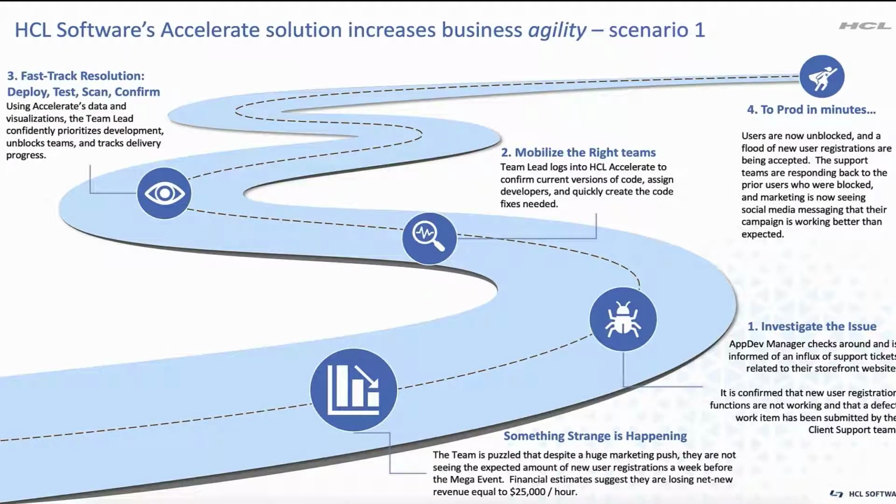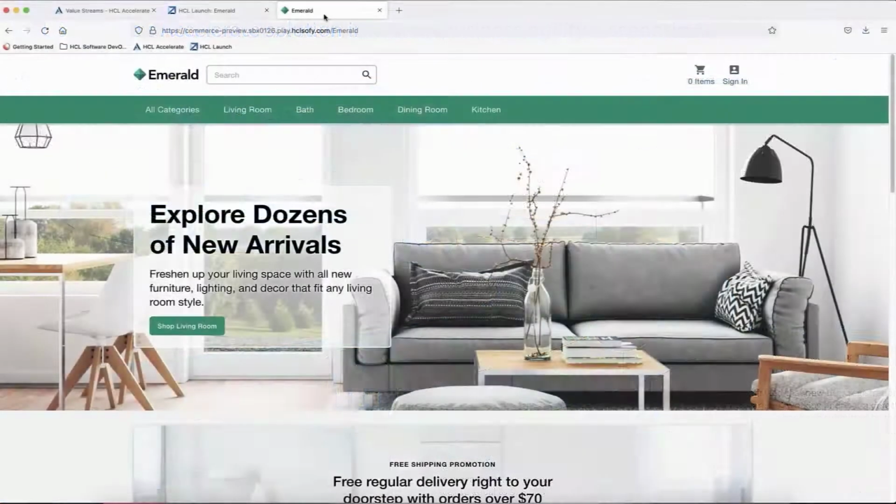Working in Accelerate, we will investigate the defect work item, understand the status of the situation, and quickly move the fix through the delivery pipeline, deploying the updated software into the production environment. We start by checking the application in production to better understand the problem, which is causing confusion with new customers looking to register with the Emerald application and complete their purchases.